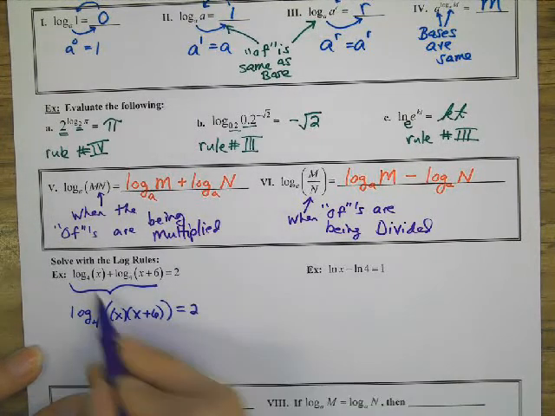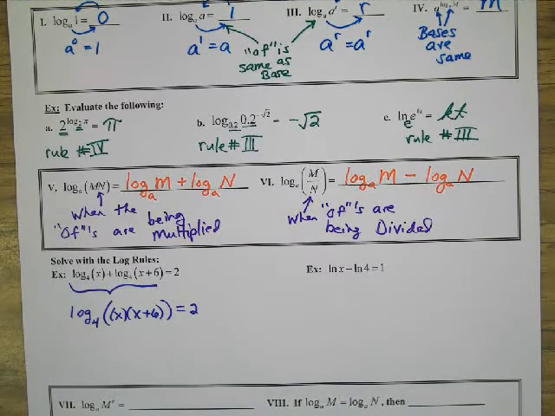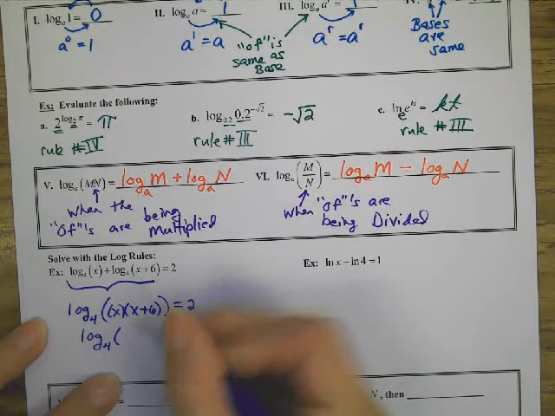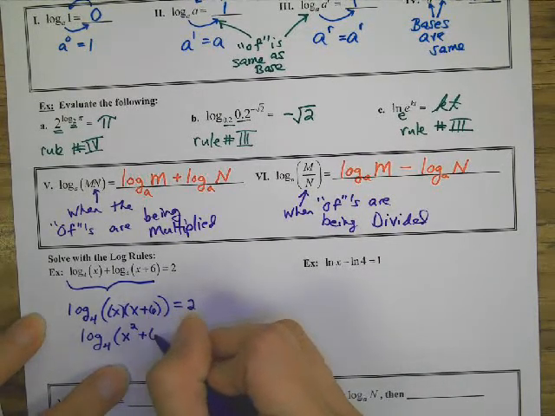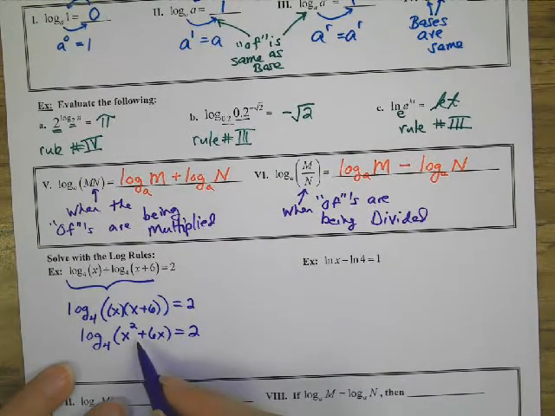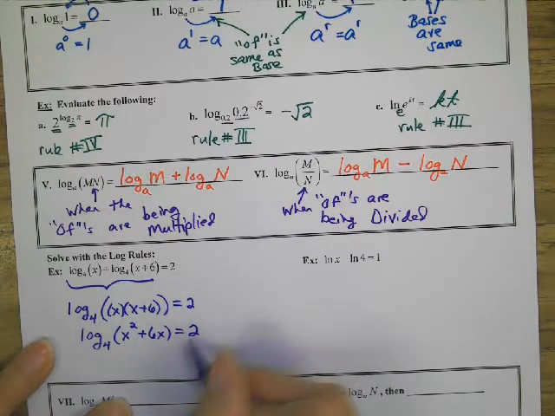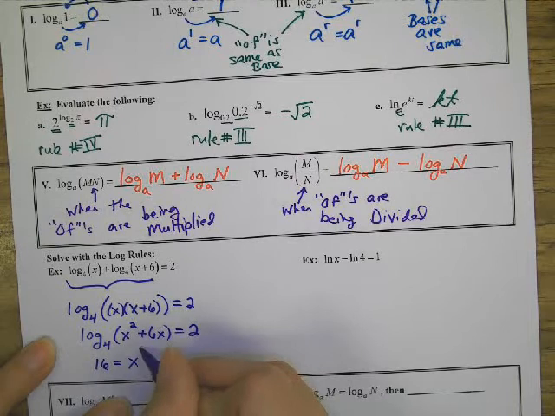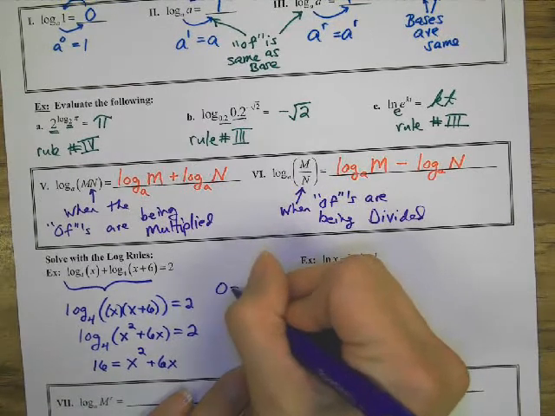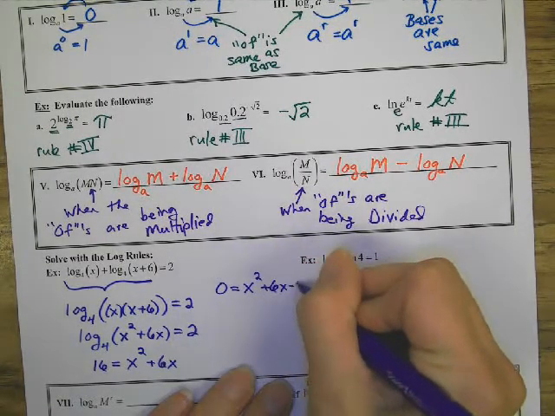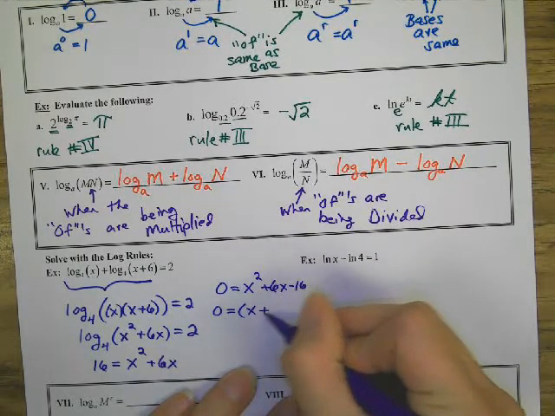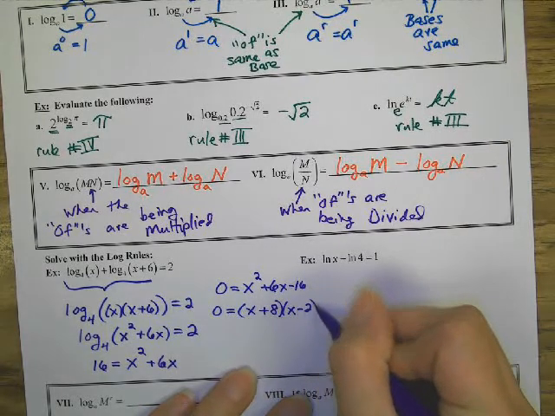Let's go ahead and multiply that out. Log base 4, make sure you use parentheses here, of x squared plus 6x. Okay, now we still have to do some solving. So how are you going to solve? Change it to exponent form. 4 squared is 16 equals x squared plus 6x. How do you solve a quadratic? We're going to have to move everything over, put it in descending order, and of course, factor. So we've got x plus 8 times x minus 2. So we've got 2 answers. X equals negative 8 and x equals 2.